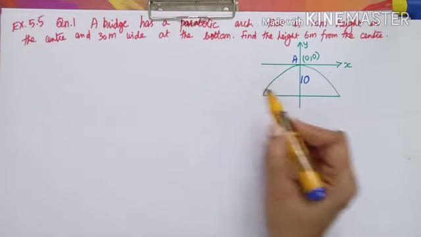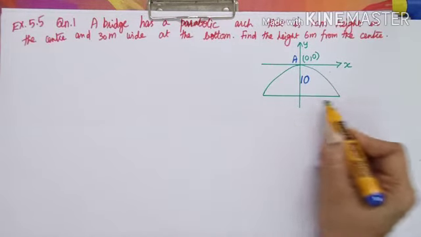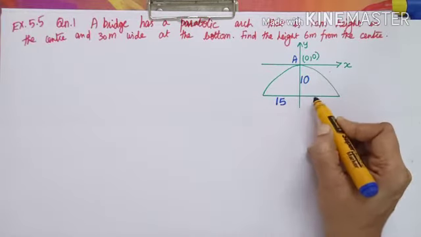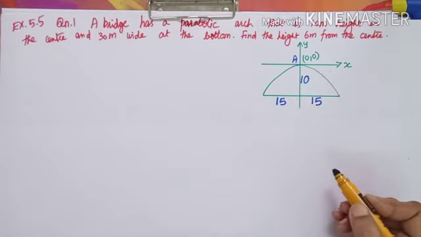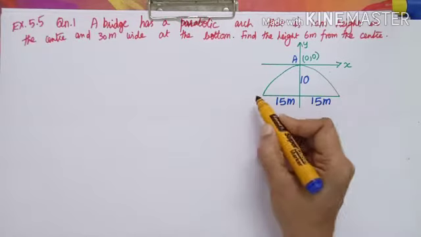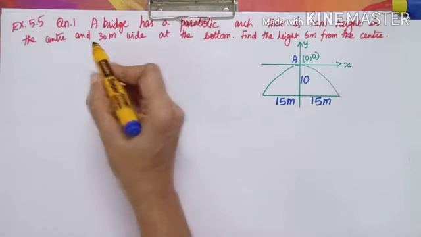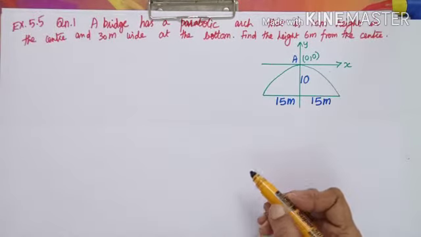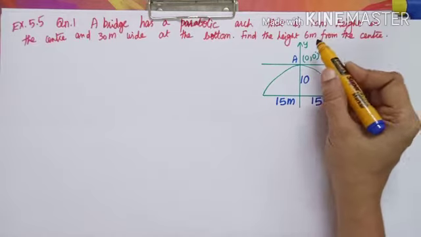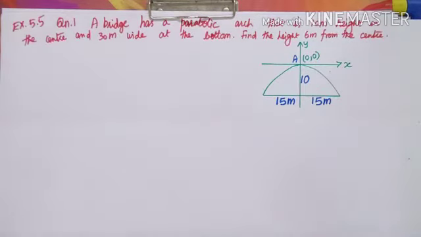It is 30 meters wide at the bottom. This is the bottom. 30 meters wide tells me 15 plus 15. So this is 15 meters and this is 15 meters. Together they form 30 meters of width. The question is, find the height 6 meters from the center.